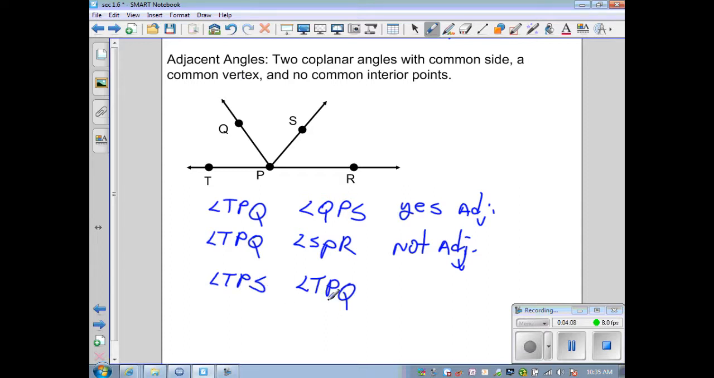But what they have are points that are common to the interior of the angle. For example, TPS has the points that are in TPQ. Therefore, they share interior points. So therefore, these are not adjacent angles.